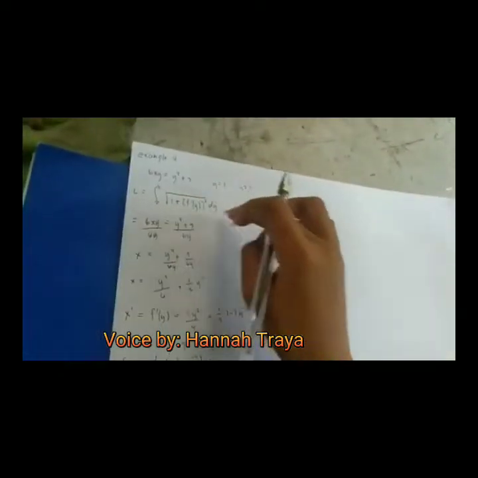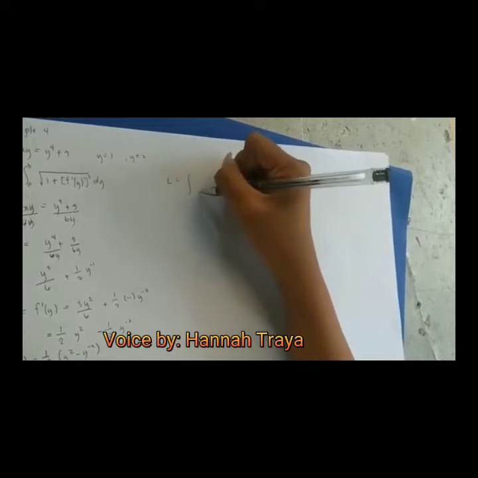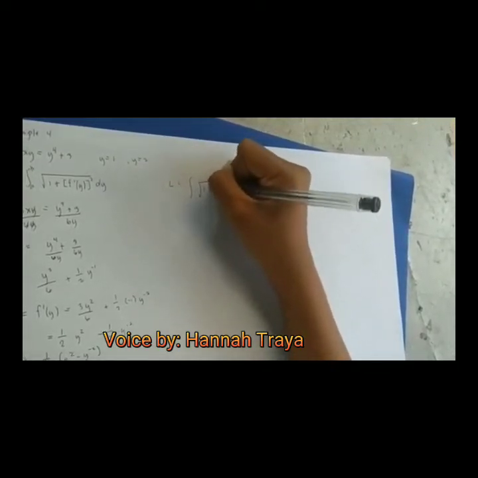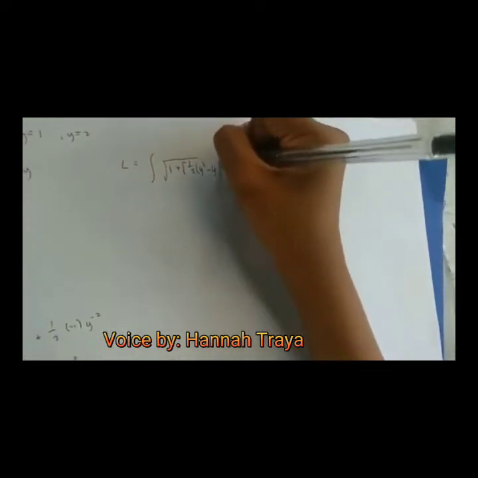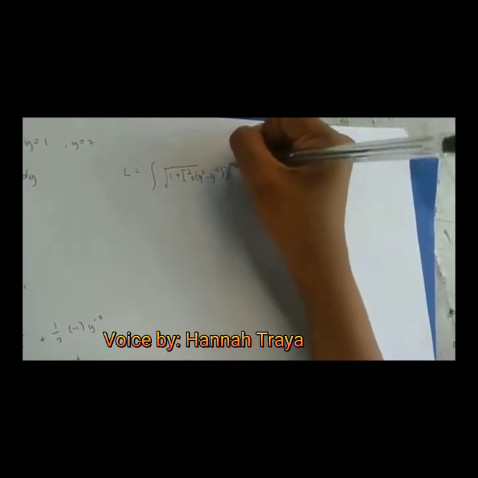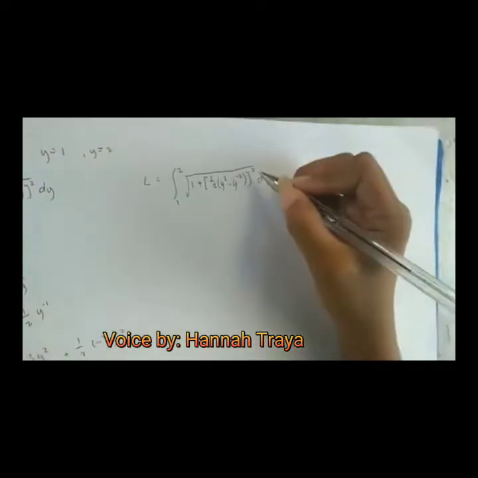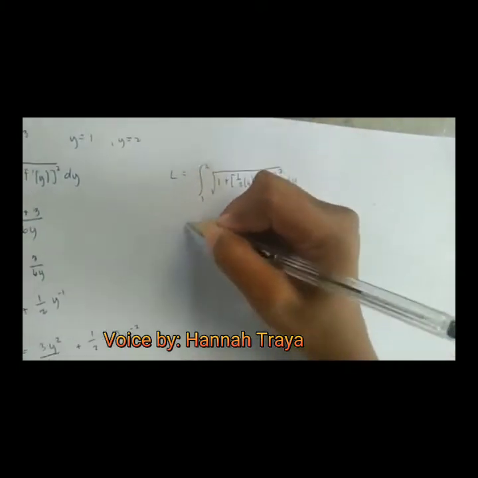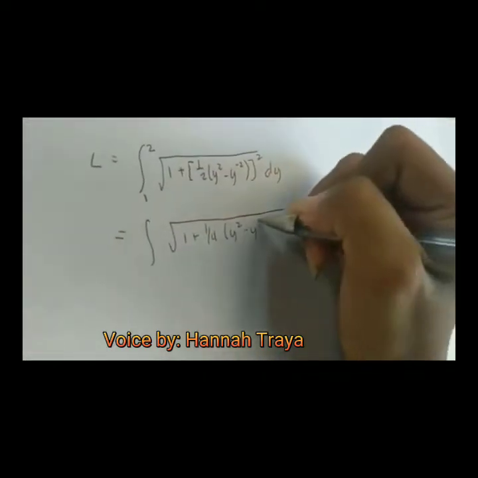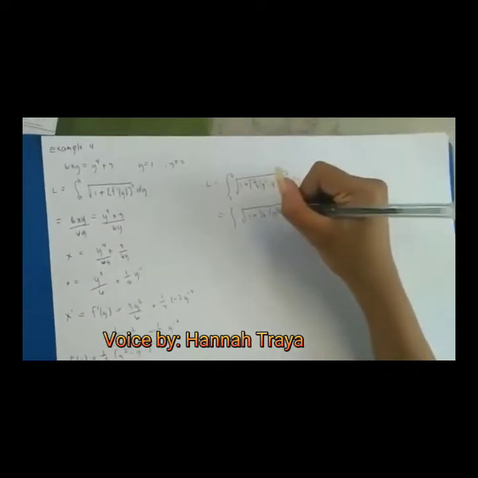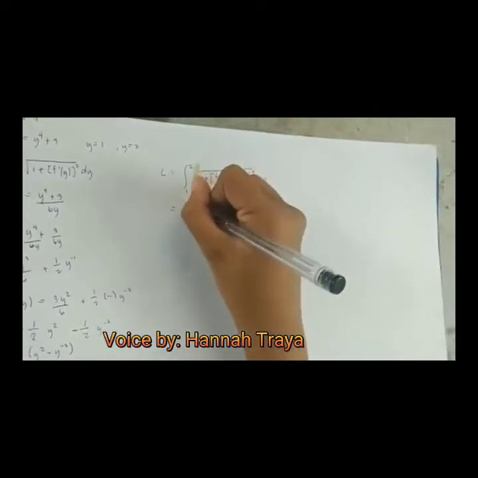So, apply now the formula here. Length is equal to the integral of 1 plus 1/2 times the quantity y squared minus y to the negative 2 exponent, squared, dy from 1 to 2. So, just distribute the 1/2 there. So, the answer is the integral of 1 plus 1/4 times the quantity y squared minus y to the negative 2 exponent, squared, dy from 1 to 2.